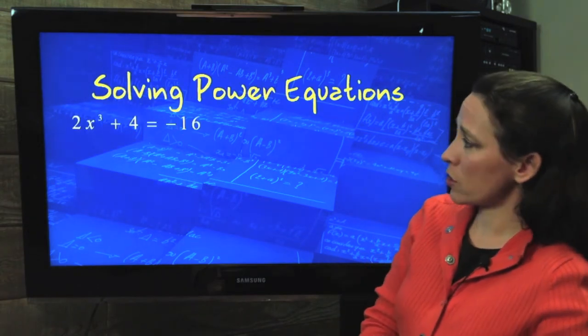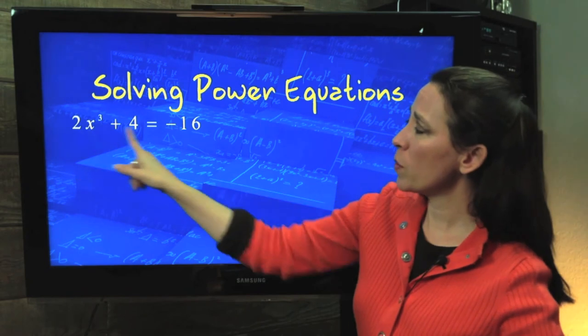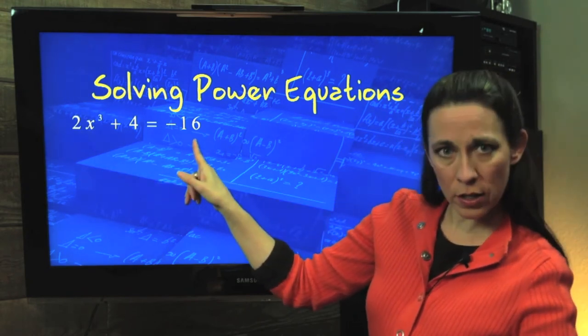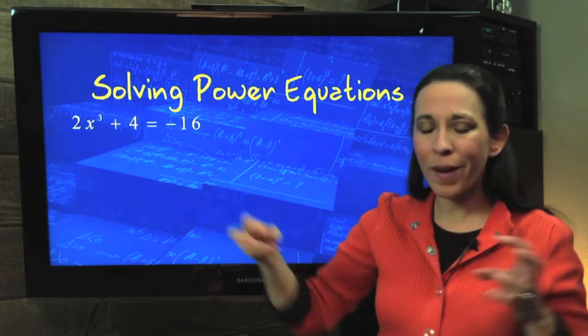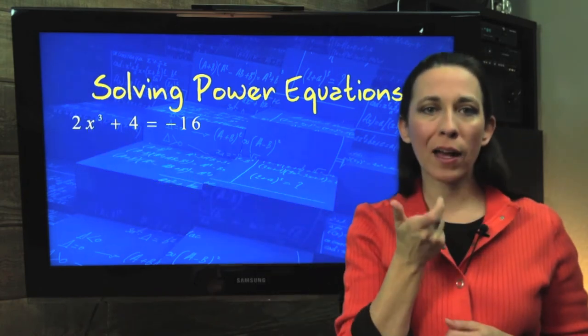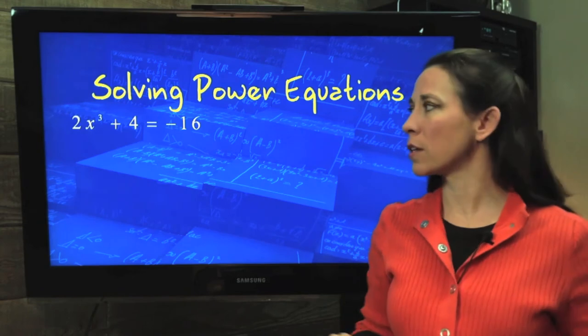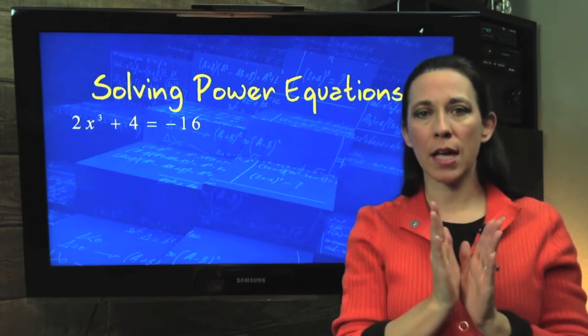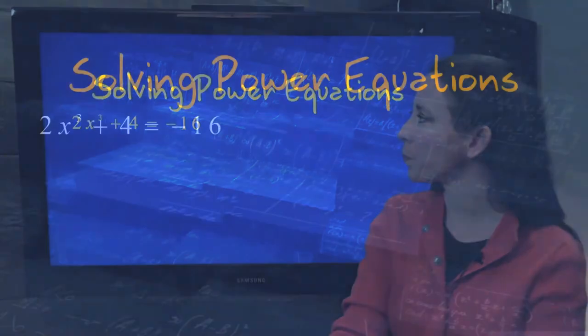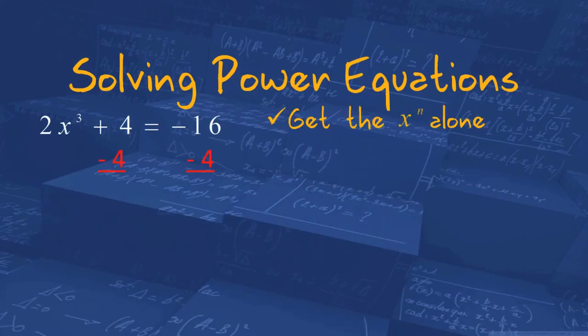Now, with power equations, I can tell this cubic here is a power equation because I only see one term with the x cubed. If you combined all your like terms and you only had one of those, then it's a power function. So again, we're going to whittle it down, undoing everything to get x by itself. So let's subtract 4 from both sides. We get 2x cubed equals negative 20.